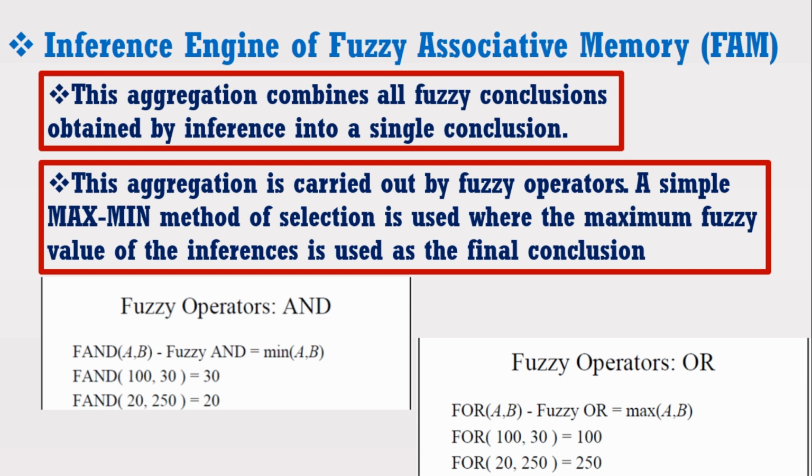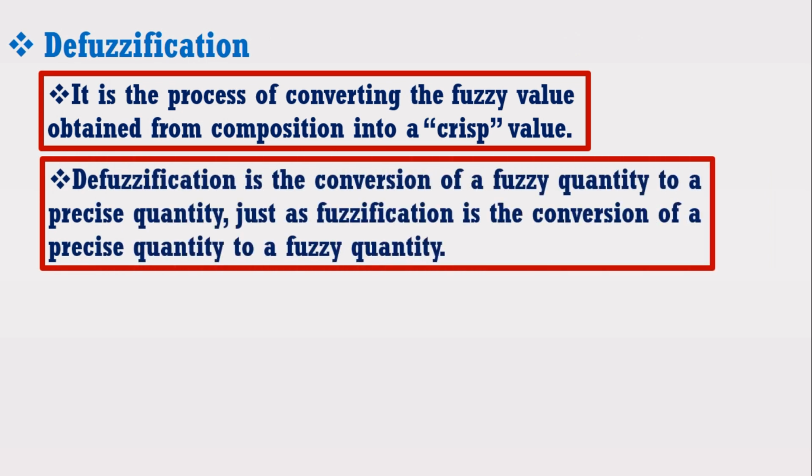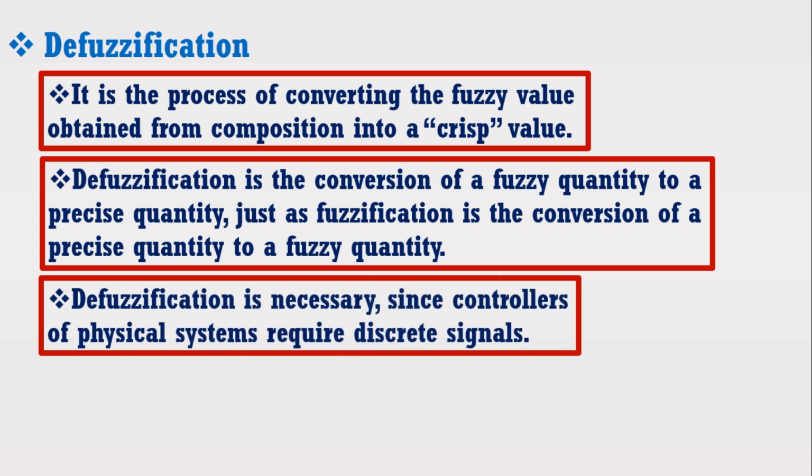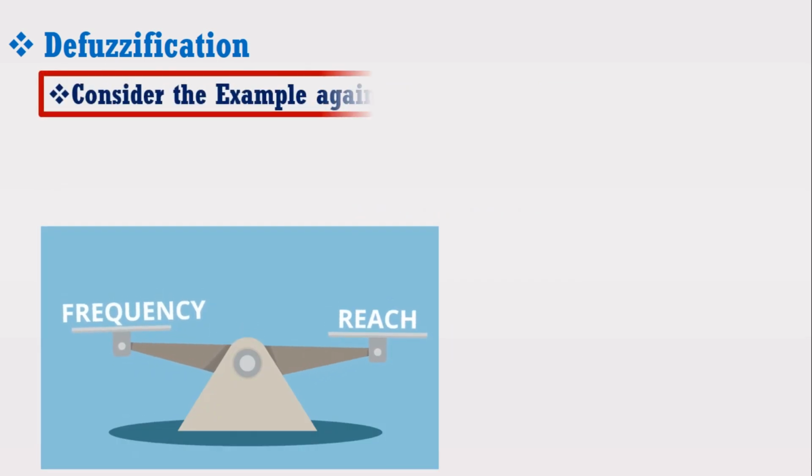Now the last step is defuzzification. Defuzzification is the process of converting the fuzzy value obtained from the composition into a crisp value. Or defuzzification is the conversion of a fuzzy quantity to a precise quantity, just as fuzzification is the conversion of a precise quantity to a fuzzy quantity. This defuzzification is necessary since controllers of the physical system require discrete signals. Consider the example of load frequency control again.